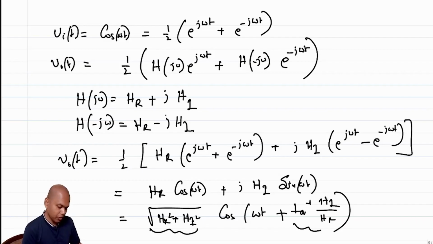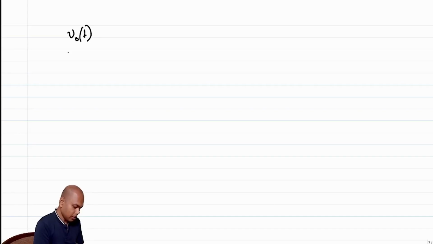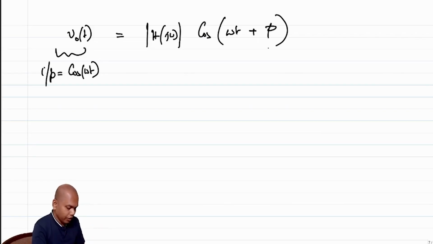Sorry, I made a mistake. This will be plus. So basically, your v_o(t), when the input is cosine omega t, is equal to the mod of H of j omega, the mod of the transfer function, times cosine omega t plus some phase phi, where phi is basically the phase of the transfer function, tan inverse Hi by Hr, right?